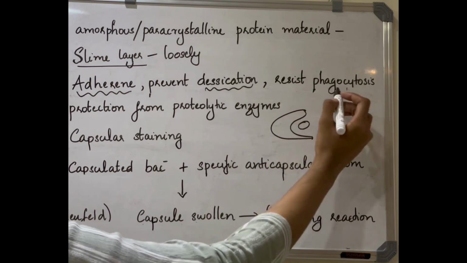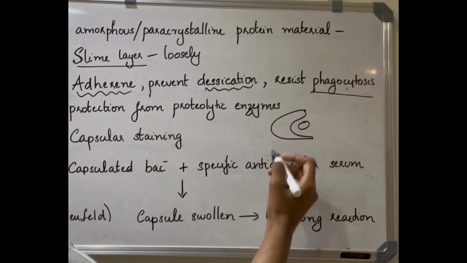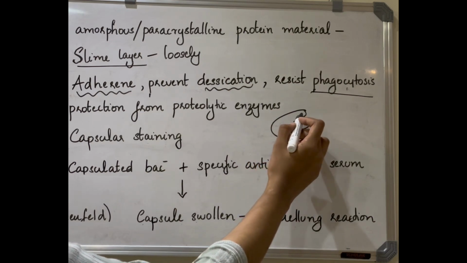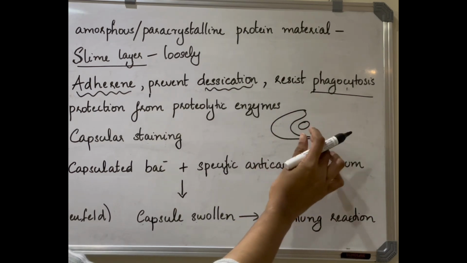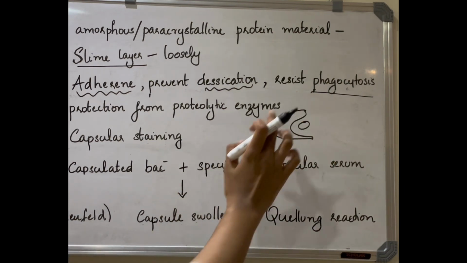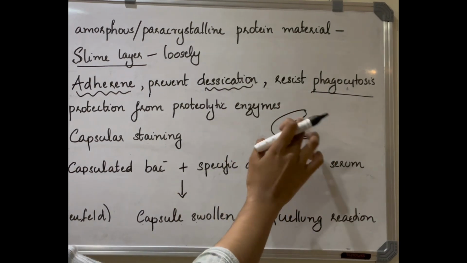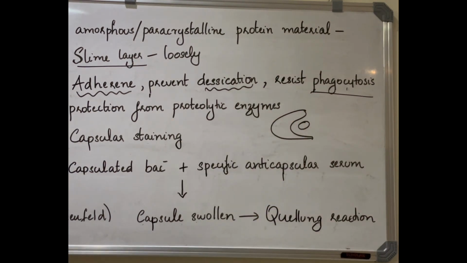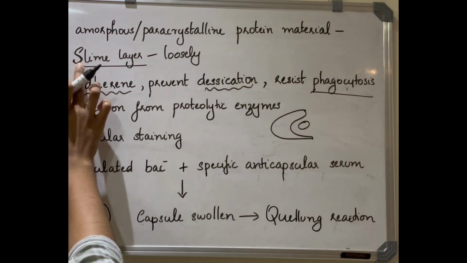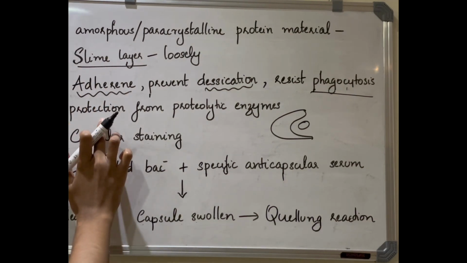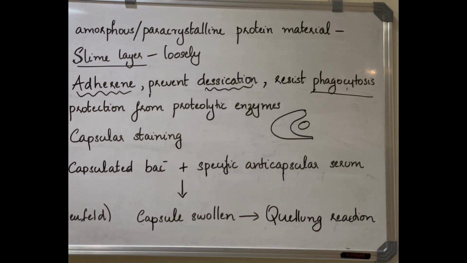Now what is this phagocytosis? It is the ability of certain living cells called phagocytes to ingest or engulf other living cells or particles. You can see this phagocyte is trying to ingest or engulf another living cell or particle. One of the functions of the slime layer is that it provides protection to the bacterium from proteolytic enzymes.